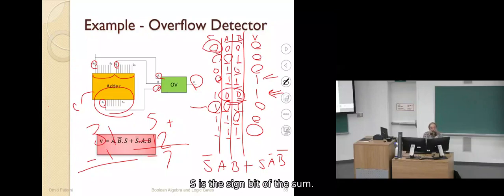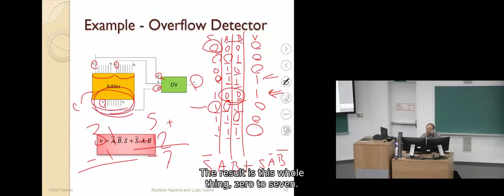S is the sign bit of the sum. The result is the whole thing, S0 to S7. In 2's complement system, an 8-bit number is from minus 128 to plus 127. But you should be careful. Sometimes the result has overflow, so it means that you cannot use that result. You have to adjust it somehow.